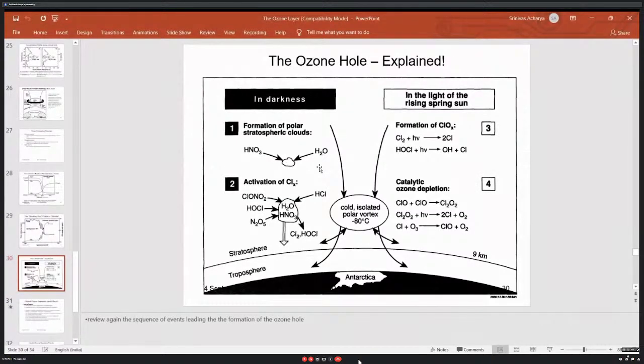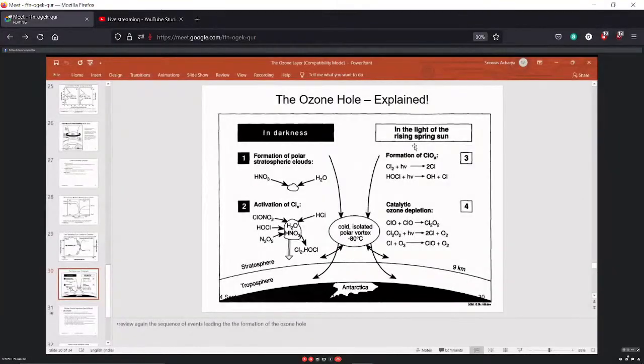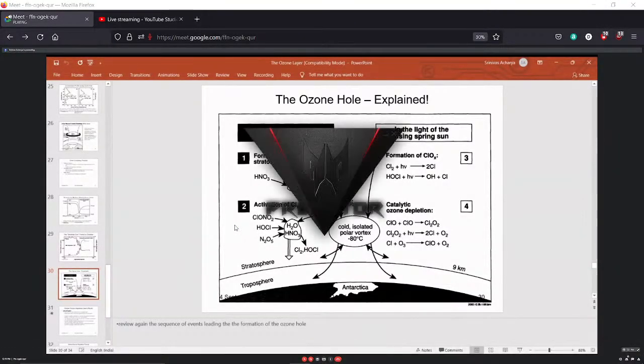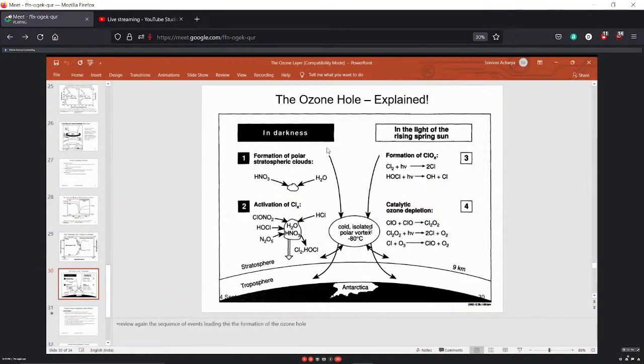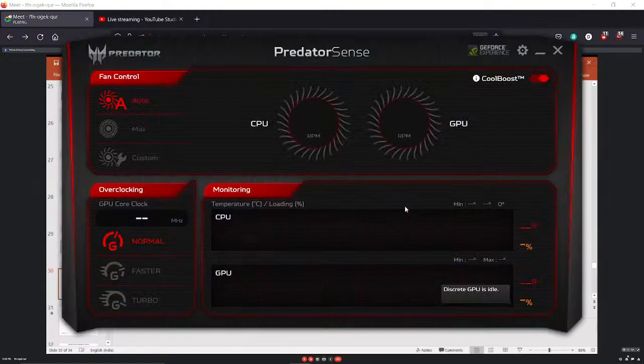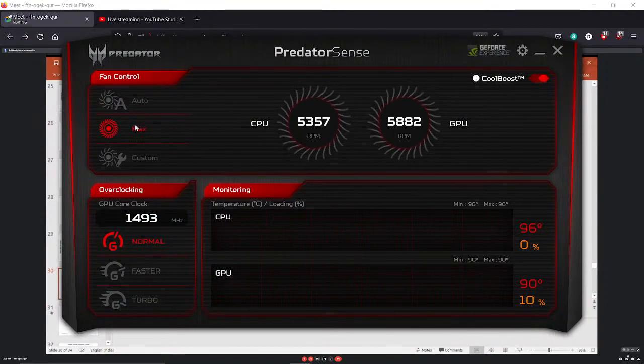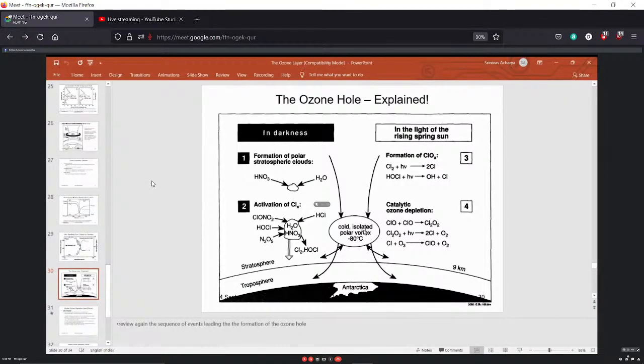And here is the chemical reaction at this vortex. That means in darkness, in the winter night, it will form chlorine free radicals, and these free radicals are accumulated in this polar region. When the light of the rising spring sun occurs just after winter, this light will supply the requisite amount of photons or energy, which will cause the depletion of the ozone layer at these polar stratospheric conditions. This is how the ozone hole occurs.